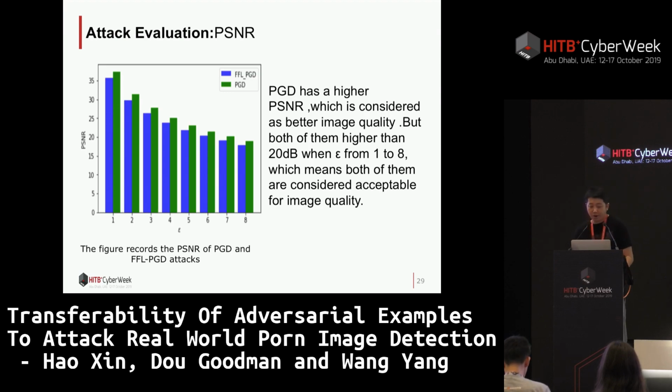As for PSNR, with a general evaluation, higher than 20 is the image quality that human eyes can normally distinguish. Both methods are acceptable for image quality. The overall PGD is a little better than FFL-PGD, but it is also a very small gap.